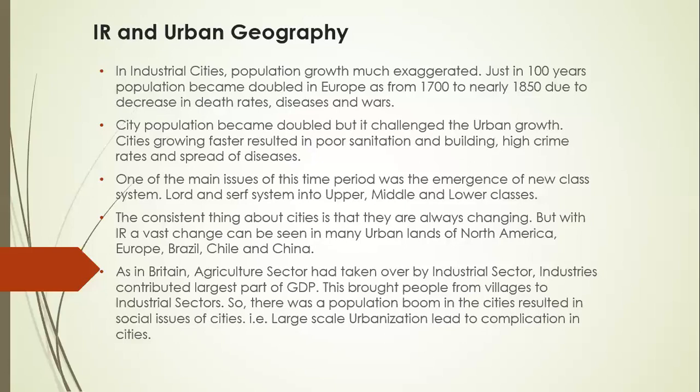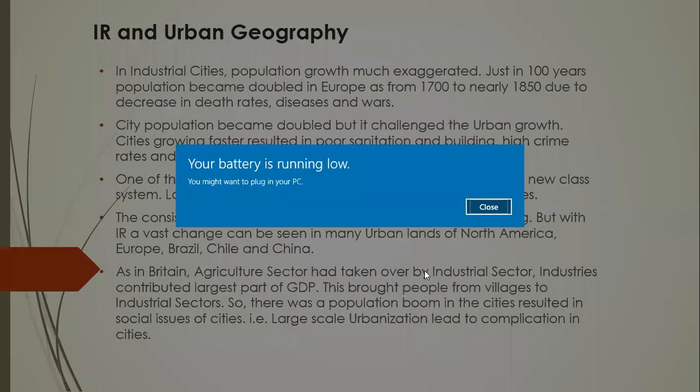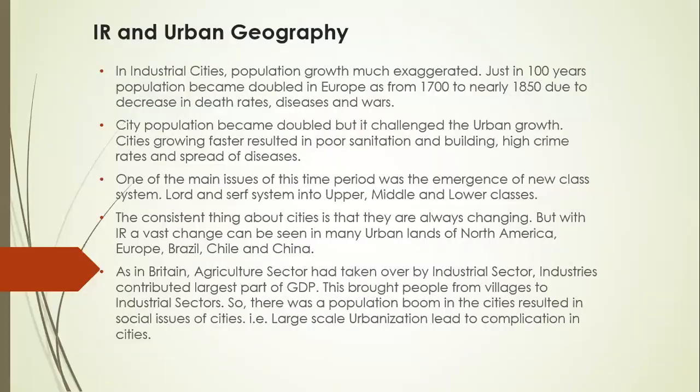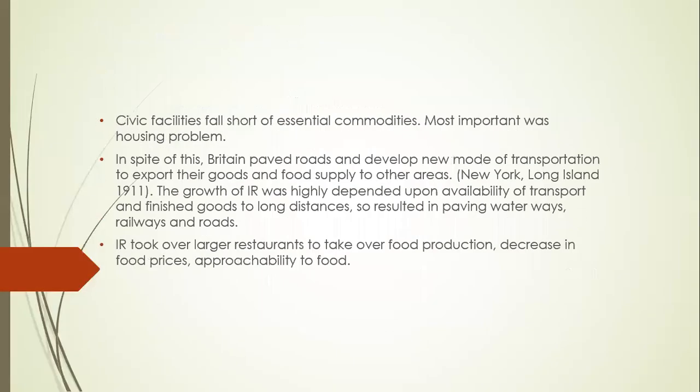In other words, we can say there was large scale urbanization which led to complications in cities, and this complication involved the civic facilities. The civic facilities fell short of essential commodities, but the most important civic facility that was hampered was housing. But in spite of this, Britain developed new roads and new modes of transportation to export their goods and services to other areas.